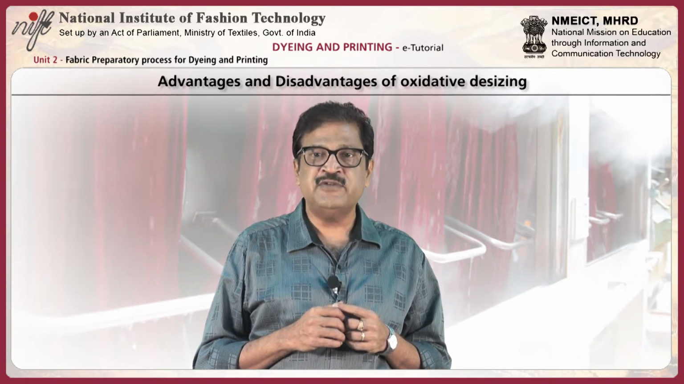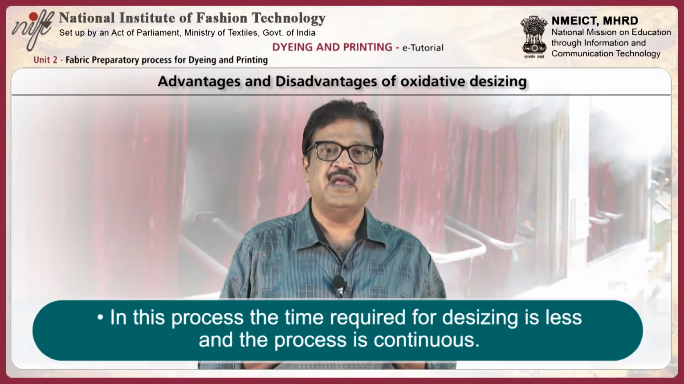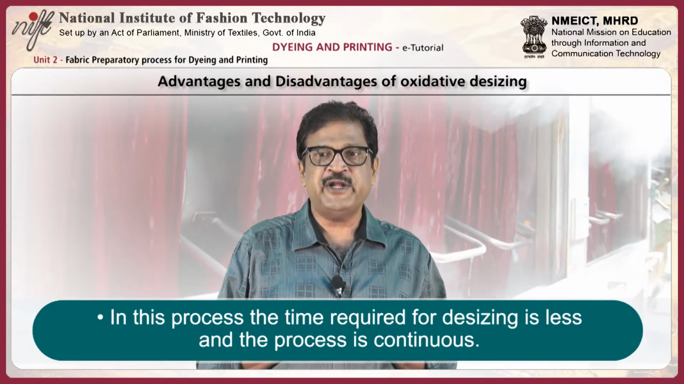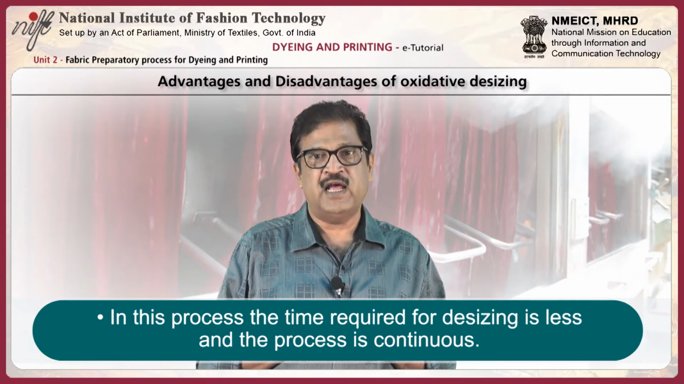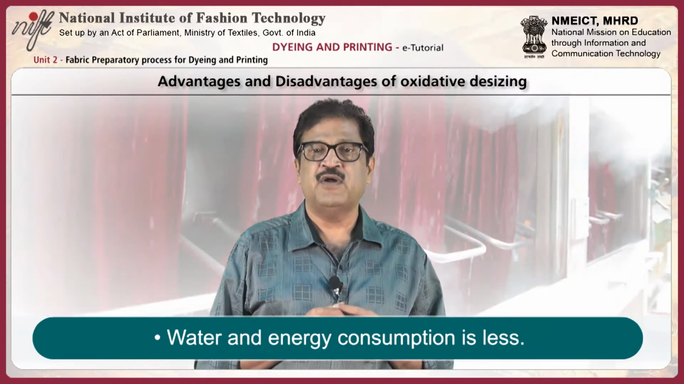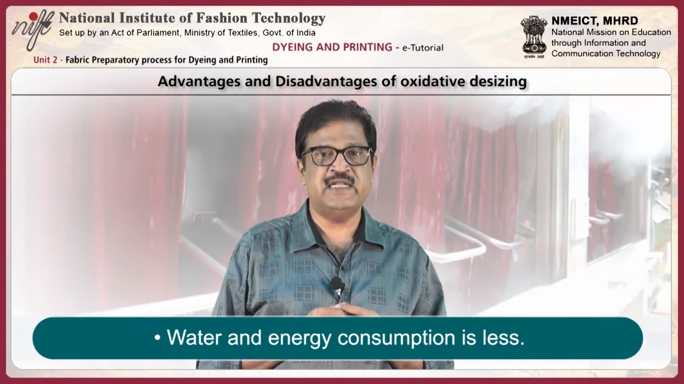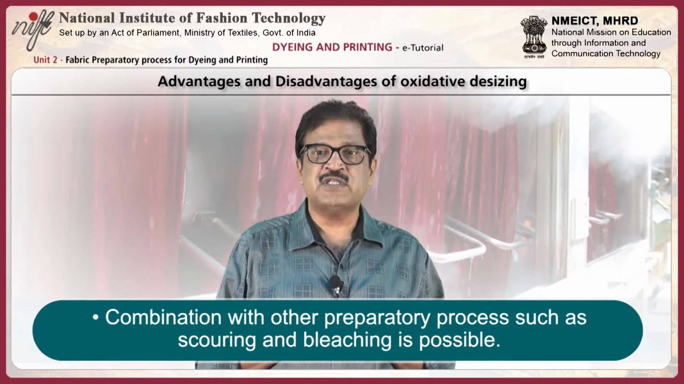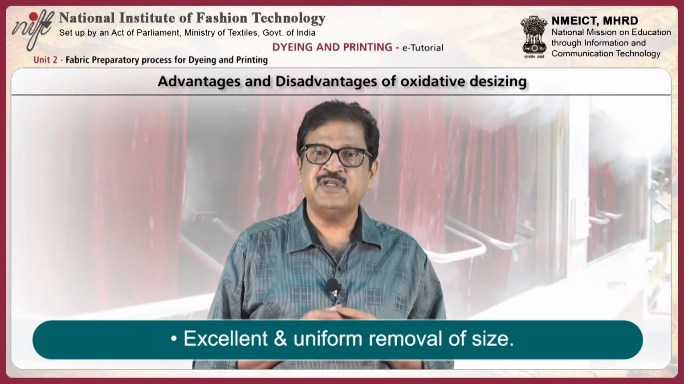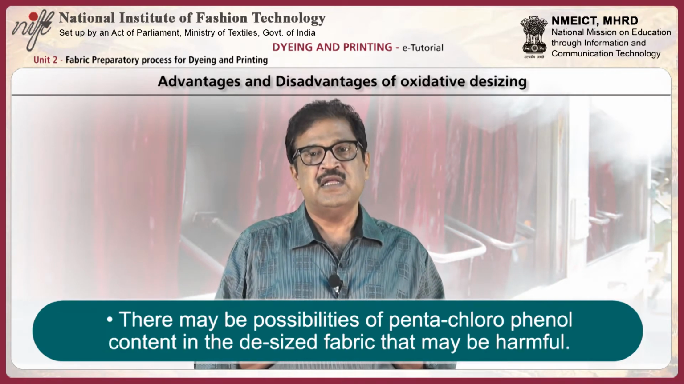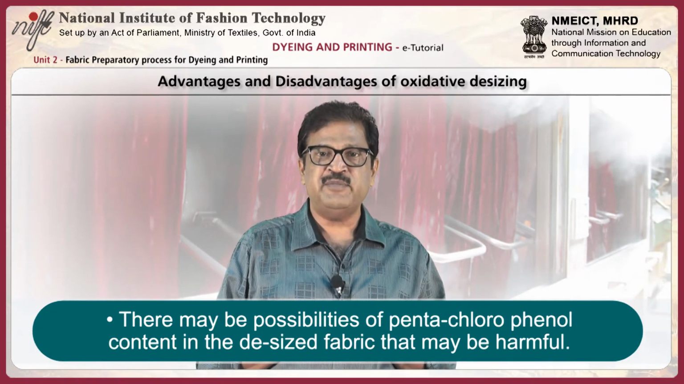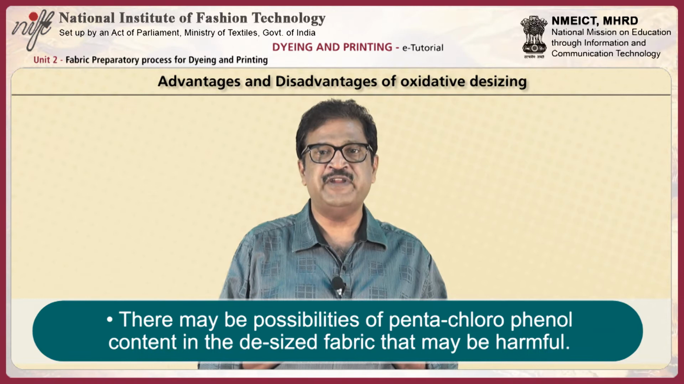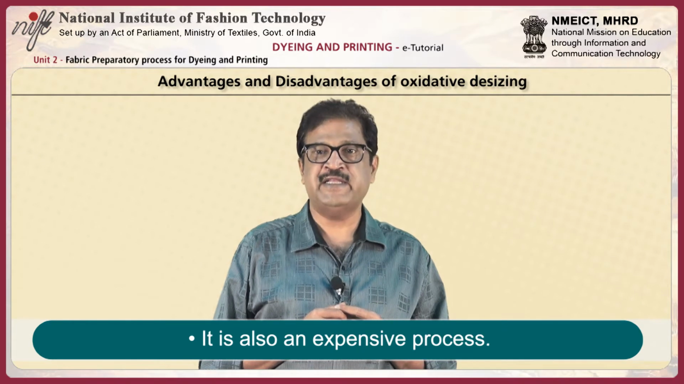Advantages and disadvantages of oxidative desizing. In this process, the time required for desizing is less and the process is continuous. Water and energy consumption is less. Combination with other preparatory processes such as scouring and bleaching is also possible. Excellent and uniform removal of starch materials. The disadvantages are there may be possibilities of pentachlorophenol content in the desized fabric that may be harmful. It is also an expensive process.